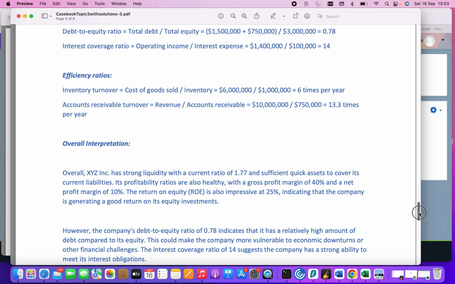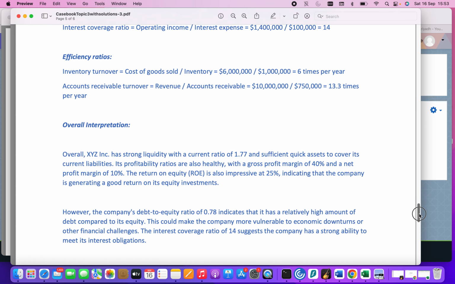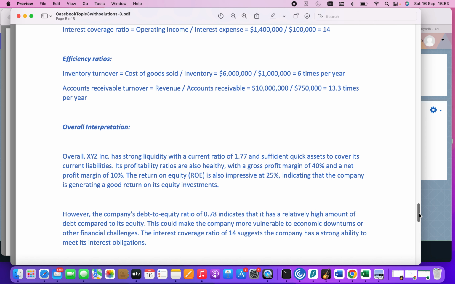Okay, so overall interpretation for the business: strong liquidity, impressive net profit margin, impressive return on equity, 25%. This is a good company offering a good return. There is a relatively high amount of risk because we've got a 0.78 ratio of debt to equity. So again, remember, the more risk, the more return. This can account for that relatively healthy return.